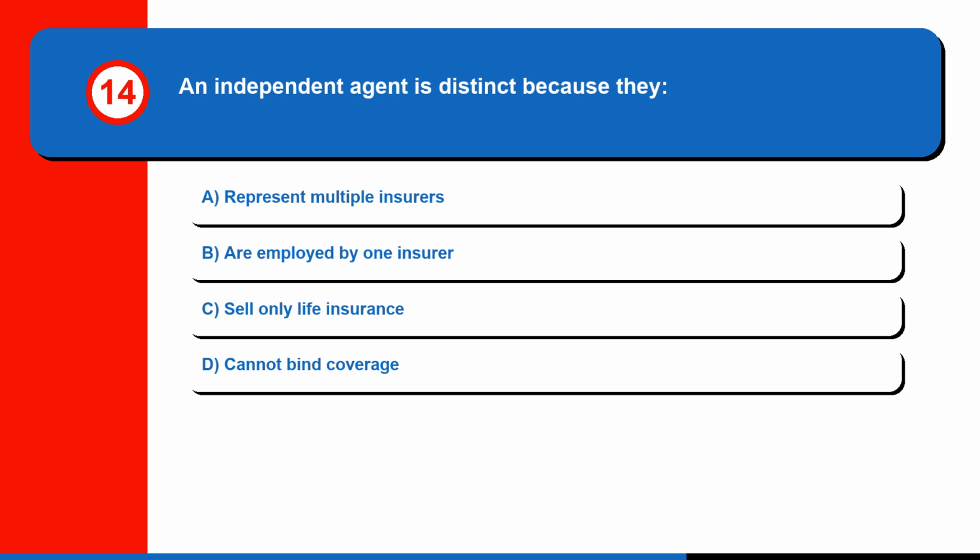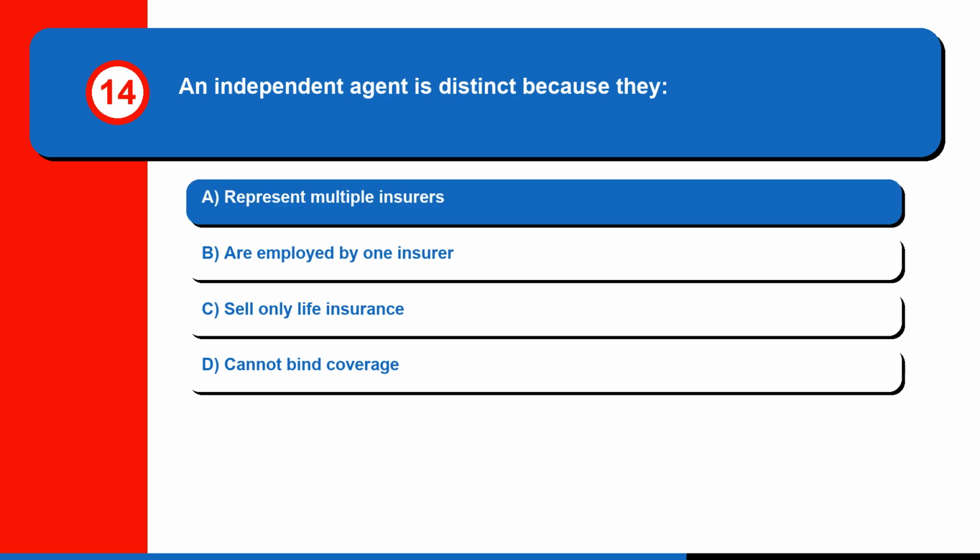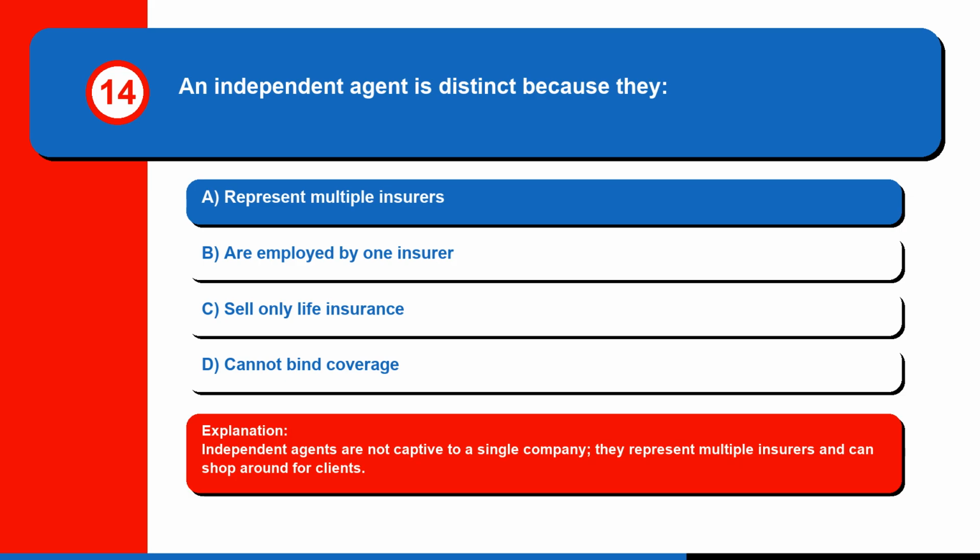Question 14. An independent agent is distinct because they A. Represent multiple insurers. B. Are employed by one insurer. C. Sell only life insurance. Or D. Cannot bind coverage. The correct answer is A. Represent multiple insurers. Independent agents are not captive to a single company, they represent multiple insurers and can shop around for clients.